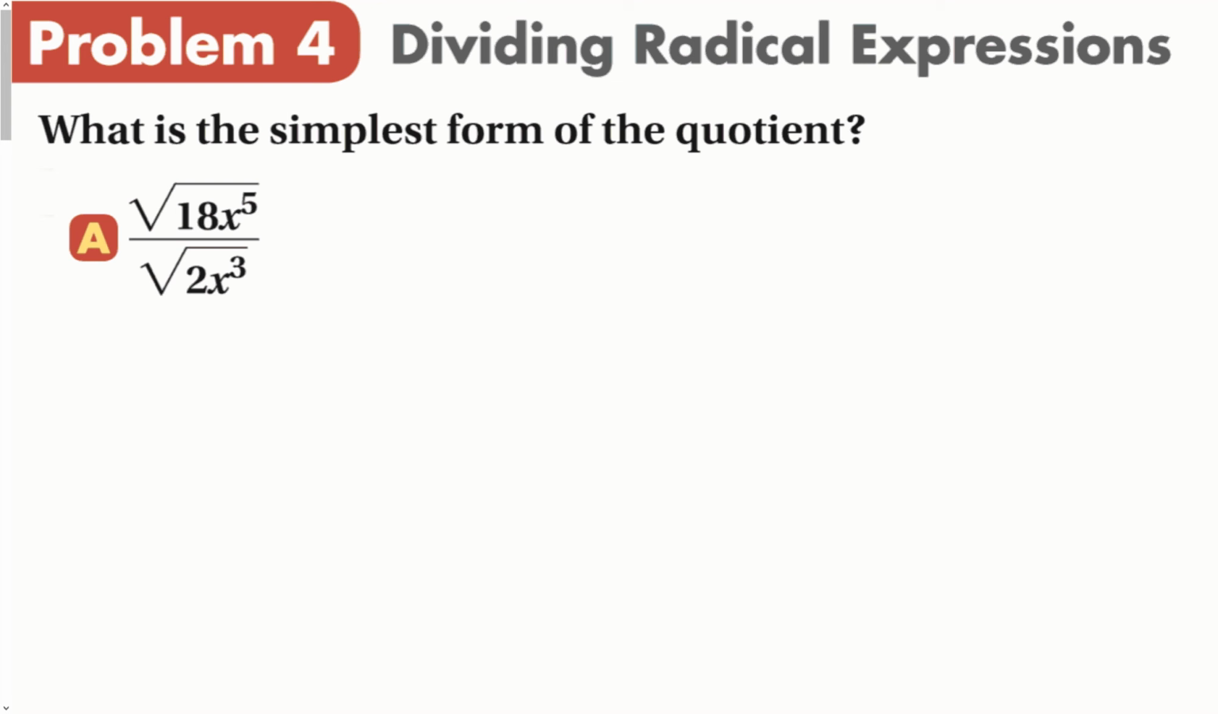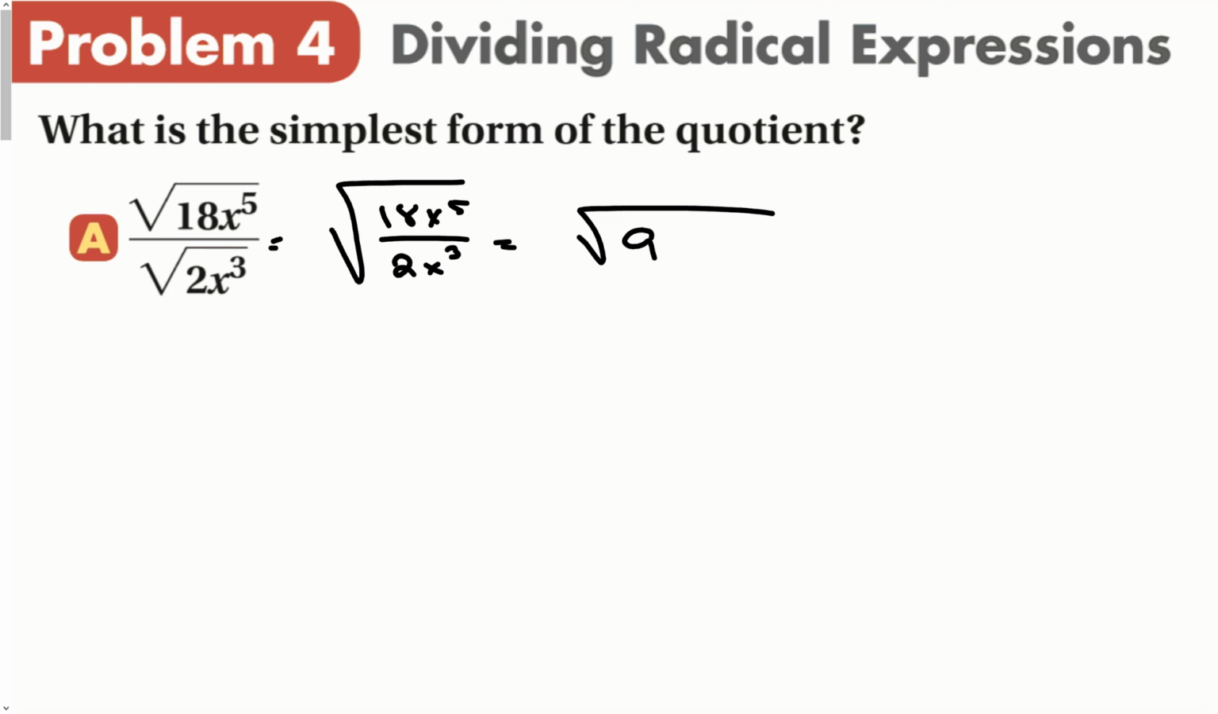How does that help me? Well, we now have two radicals, neither of which really simplify well, but if I were to put these together, now that they're inside the radical, they're just a fraction, I can divide them. 18 divided by 2 is 9. X to the fifth divided by x to the third is x squared. And 9x squared does actually simplify to 3x. So harder to do before I simplified both of these. Okay.